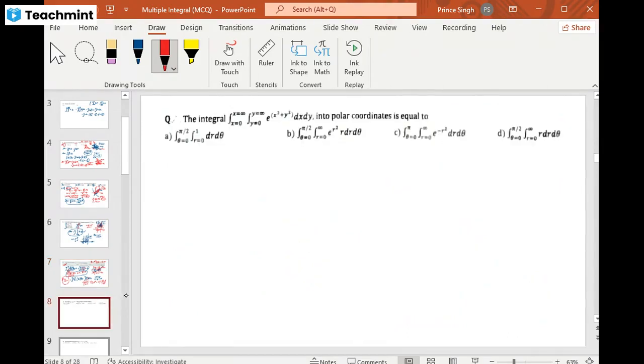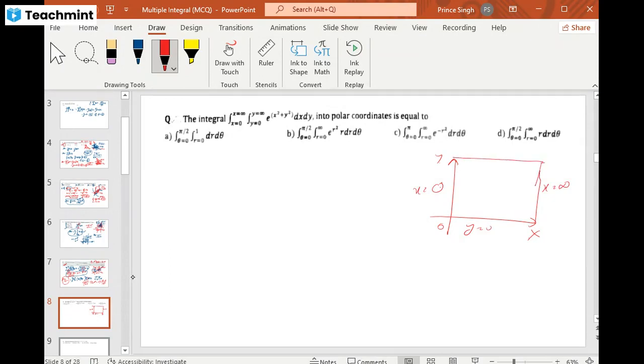Let us try another question. So the question is, we want to express this integral in the polar coordinate system. Okay, so firstly we need to see what the region is. So here the region is x-axis, y-axis, the limit of x is 0 to infinity, x equal to 0, x equal to infinity means the boundary of the first quadrant, y equal to 0 to y equal to infinity, it means the entire first quadrant.